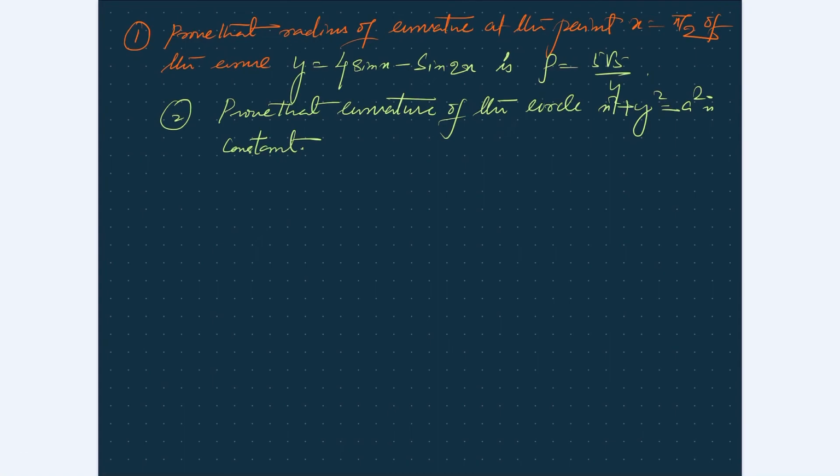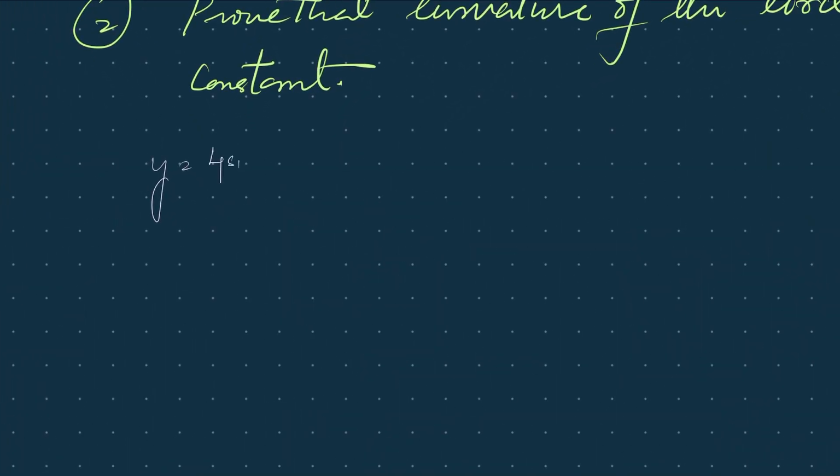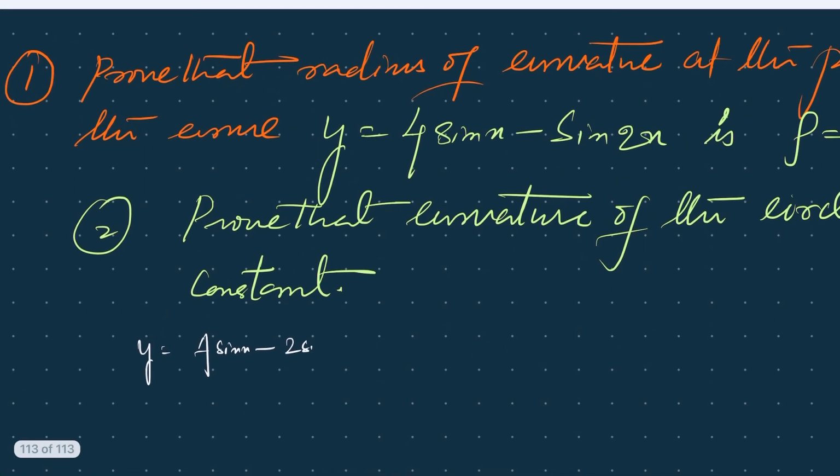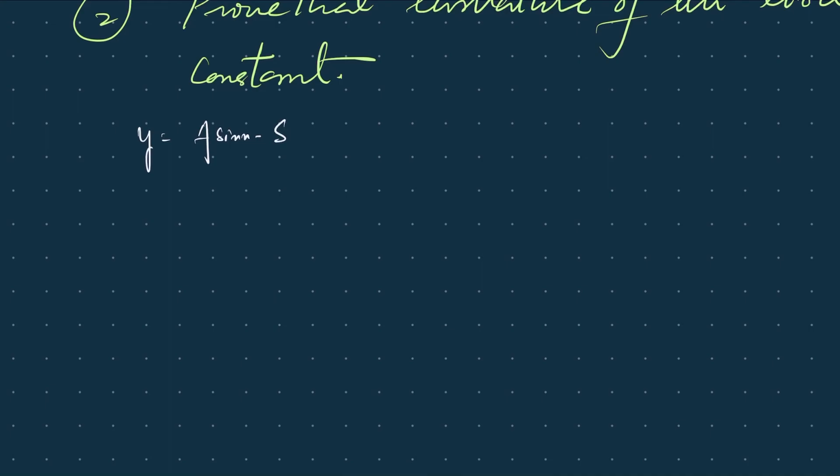Okay, one more question is given to us, and we are going to solve it. Prove that the radius of curvature at the point x equal to pi by 2 of the curve y is equal to 4 sin x minus sin 2x is rho equal to 5 root 5 by 4. So y is equal to 4 sin x minus sin 2x, at x equal to pi by 2. First you have to differentiate this with respect to x.